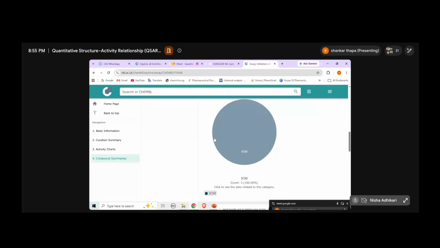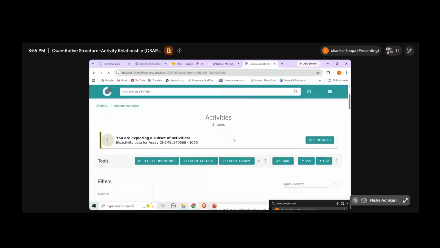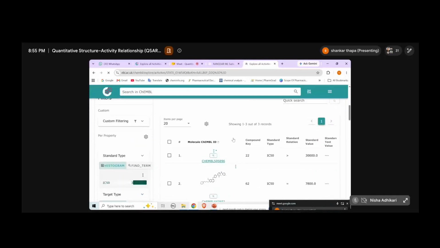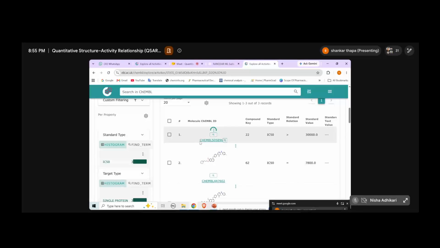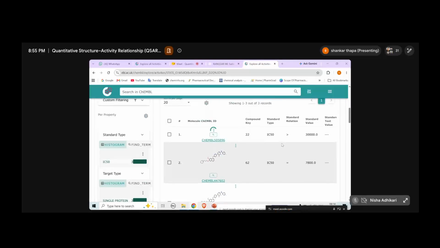Let's say open. After that, what you have to do is just click here, on this IC50 value. Once you do, it will direct you to the compound, their 2D structure. Along with that, you will get other information also. Here, like standard relation and standard value. This value is very important.